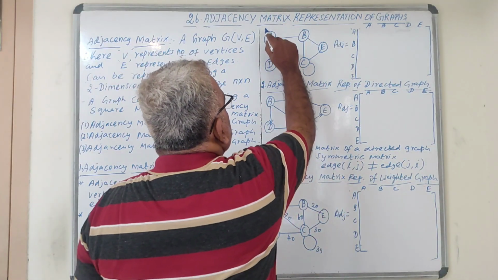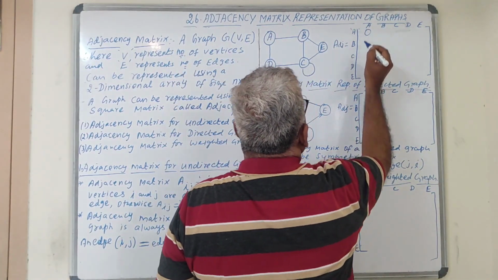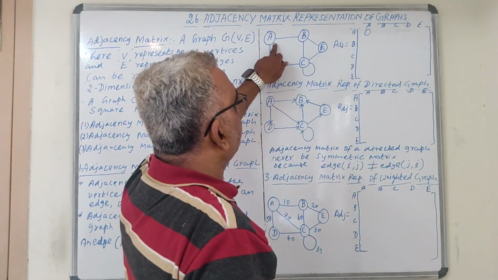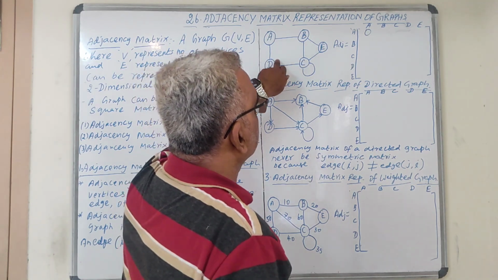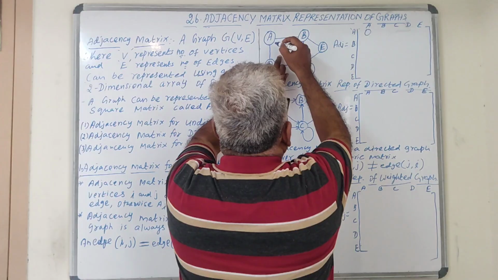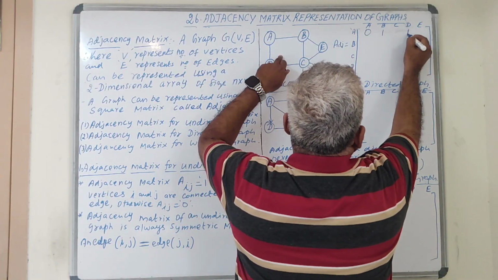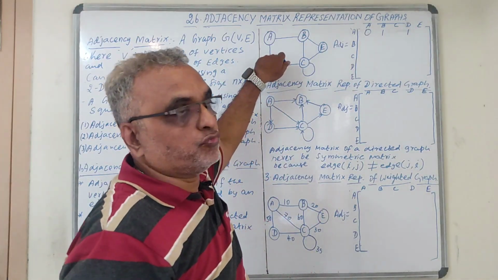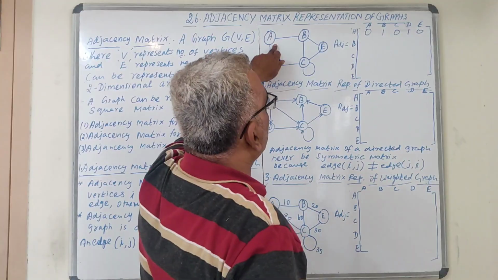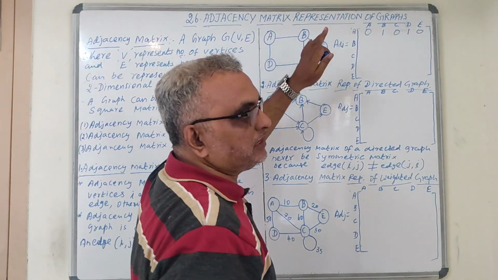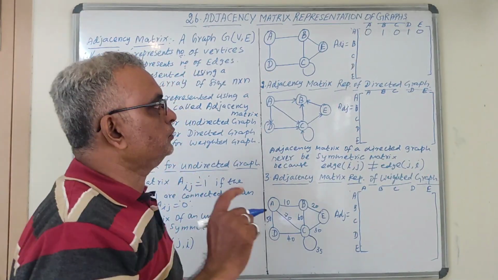Whether A has any self connection. If there is no self connection, that is 0. A is connected with the vertices B and D. So we have a direct connection from A to B and D only. So B and D are indicated as 1, and for the remaining values, there is no connection from A to C and no connection from A to E. So those positions should be indicated by 0.